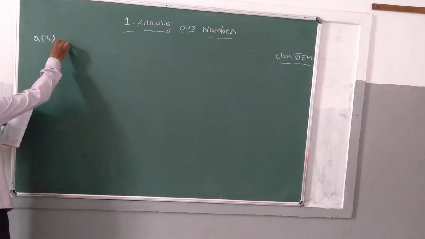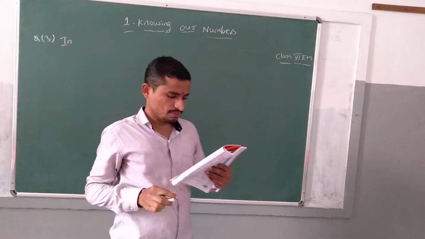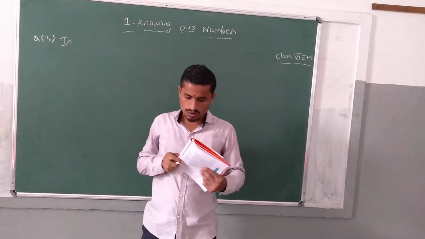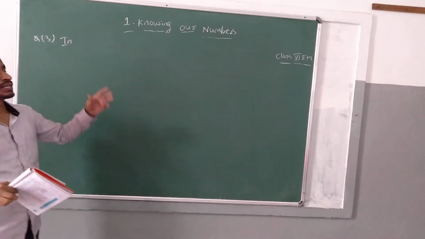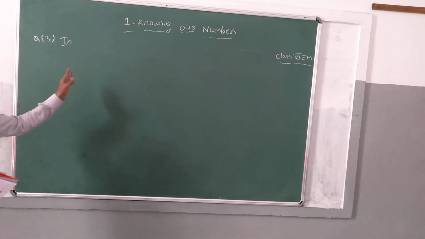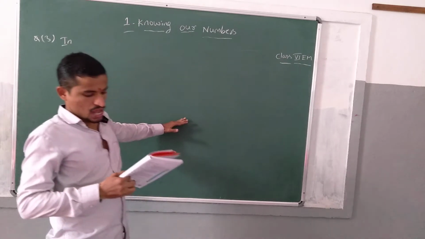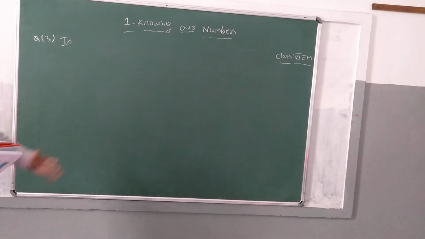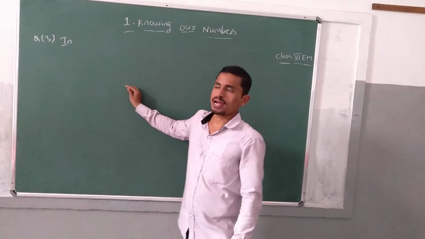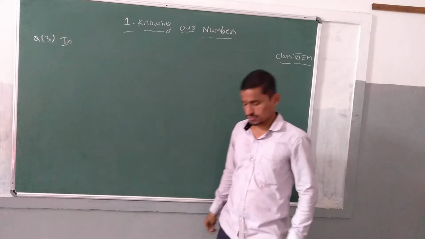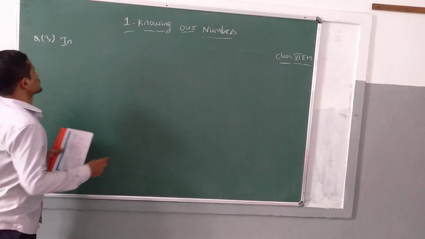So what is there? Insert commas suitably and write the names according to Indian system of numeration. So first you have to insert the comma. They will give the number. Then first you have to insert the comma. Then you have to write in number names. They will be given in the numbers. You have to write in names, according to Indian system of numeration.